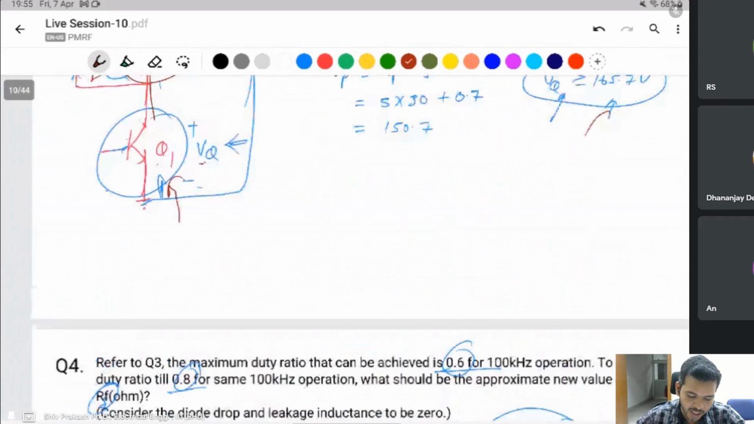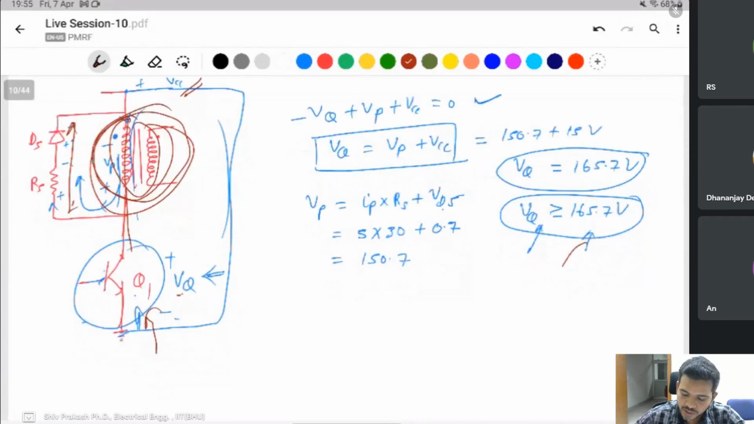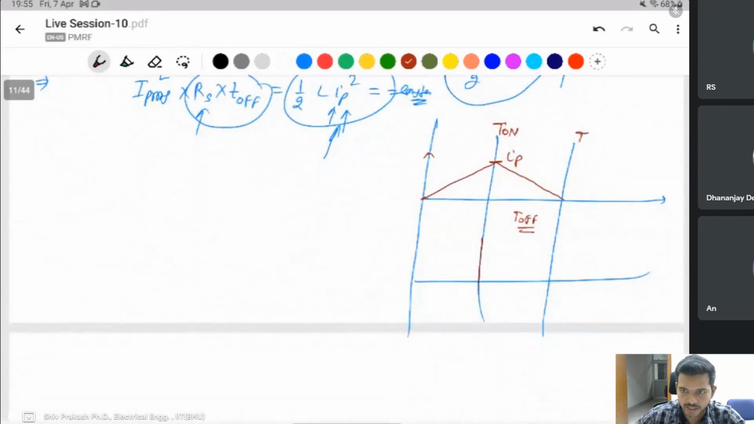But this is not linear because of the RL circuit. Because of the RL circuit, this decreases exponentially, but the calculation is very complicated. That's why I take it as linear. It's an approximate circuit, not exact, but you can say the approximation is the same. Only this current flows through the diode and the resistance R5 when the switch is off. Then this peak current is IP.